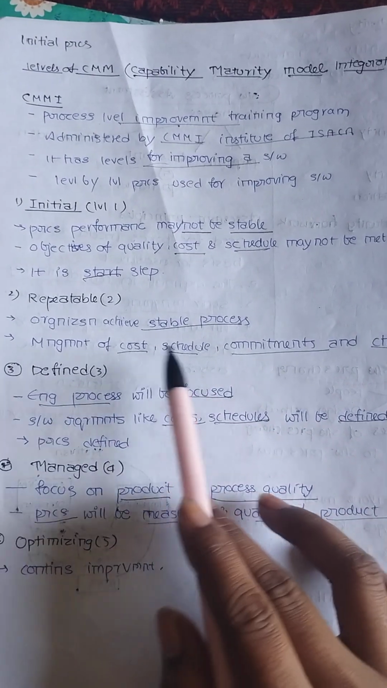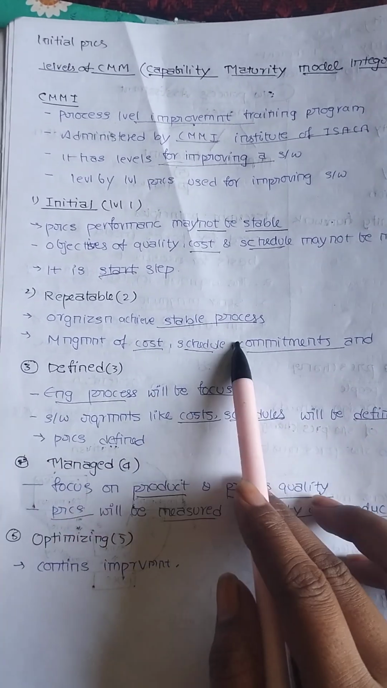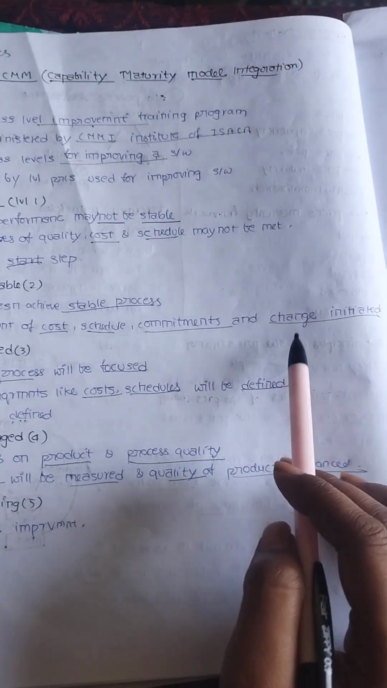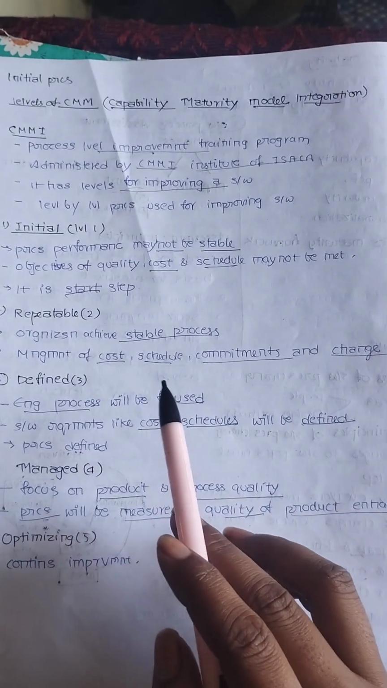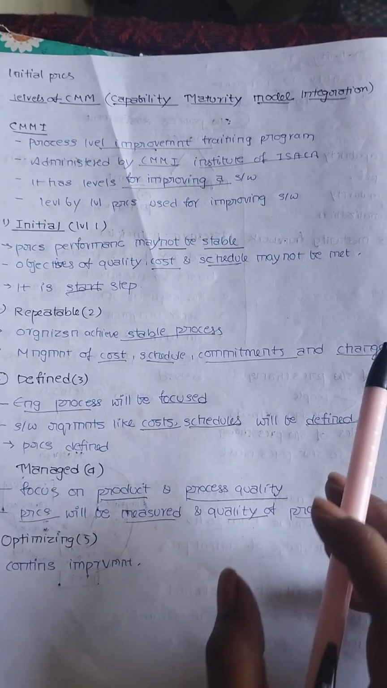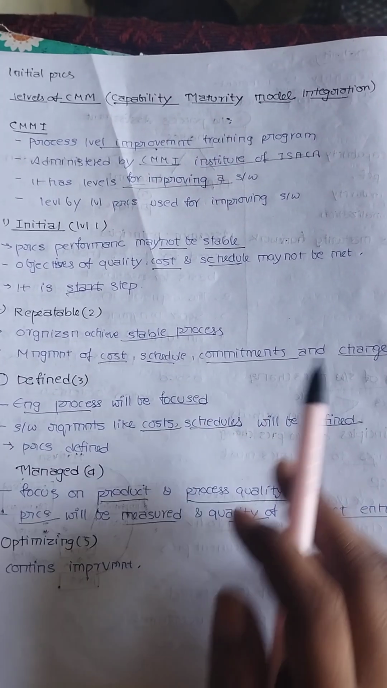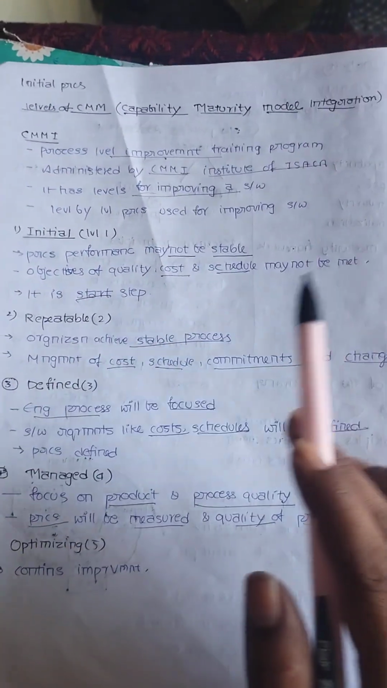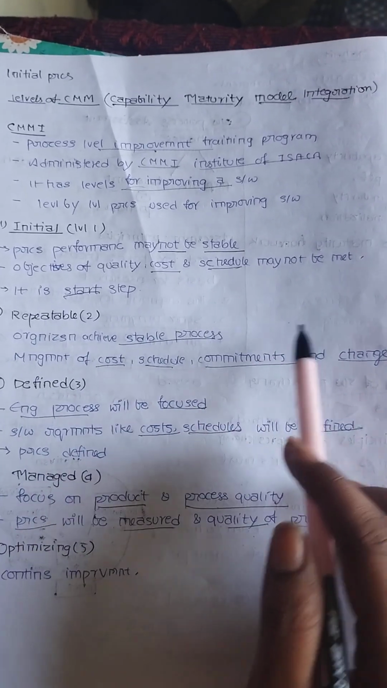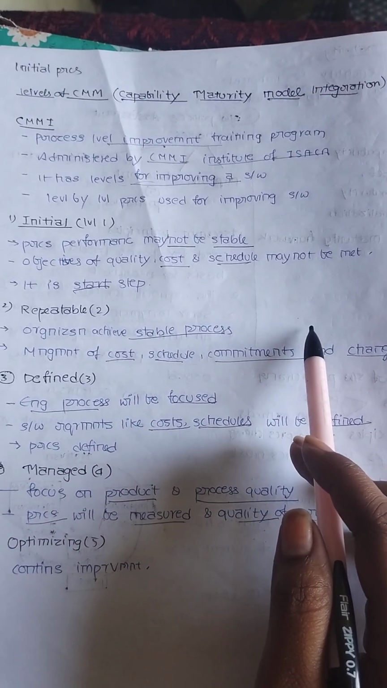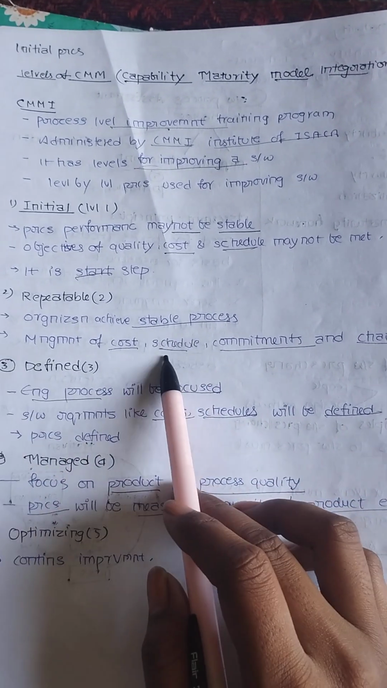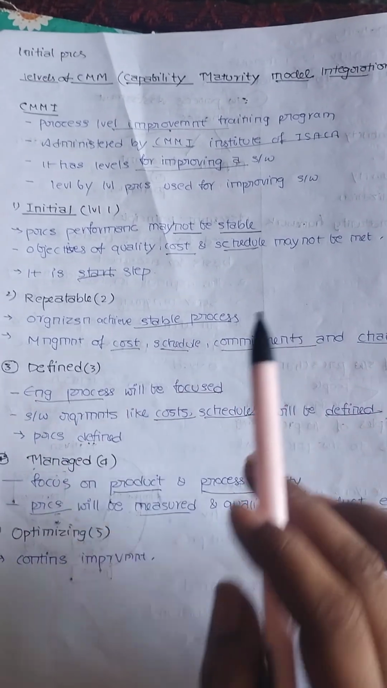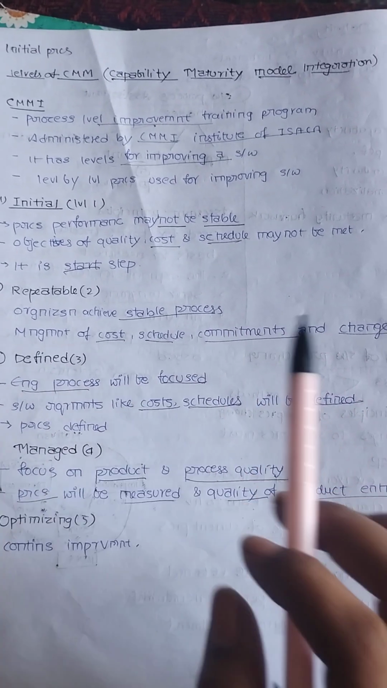In repeatable, the organization achieves a stable process. Here stability will come. Management of cost, schedule, commitments and change are initiated, but not in initial, where nothing is stable. Here it is stable, but management of cost, schedule, commitments and change are only initiated.